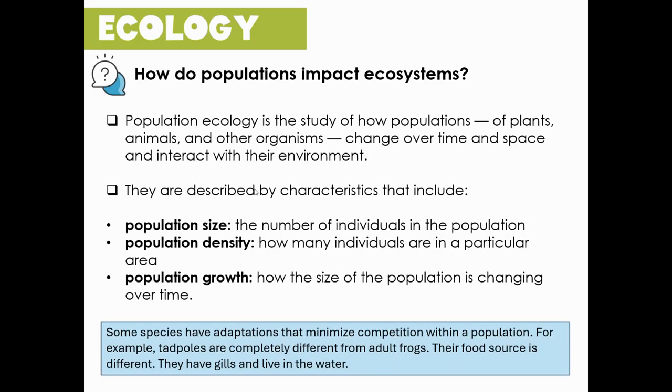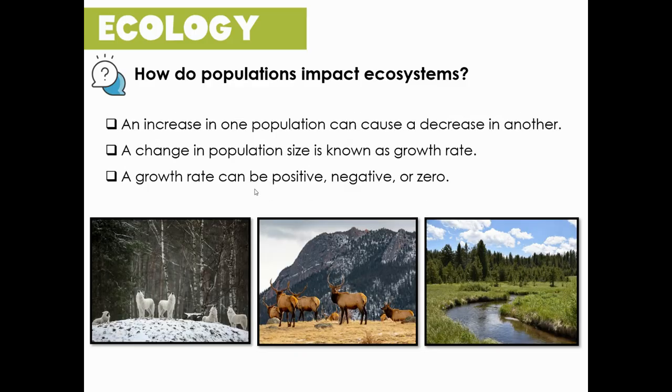Our next question is, how do populations impact ecosystems? So population ecology is the study of how populations change over time and interact with their environment. And so they're described by characteristics that include population size, which is the number of individuals in the population. We can talk about population ecology in terms of population density, which is how many individuals are in an area. And then we talked a lot this year about population growth, so how the size of a population is changing over time.